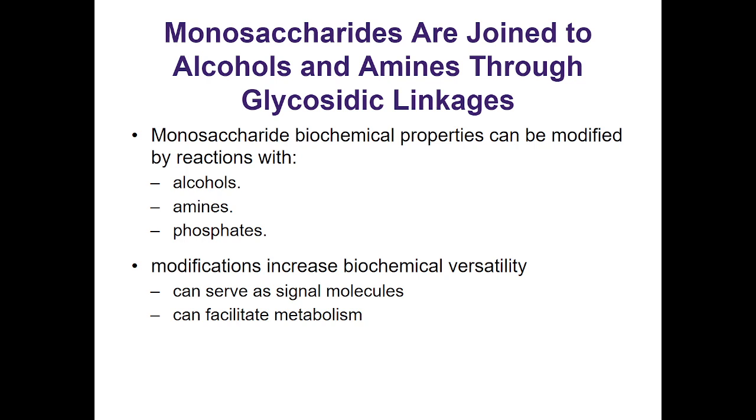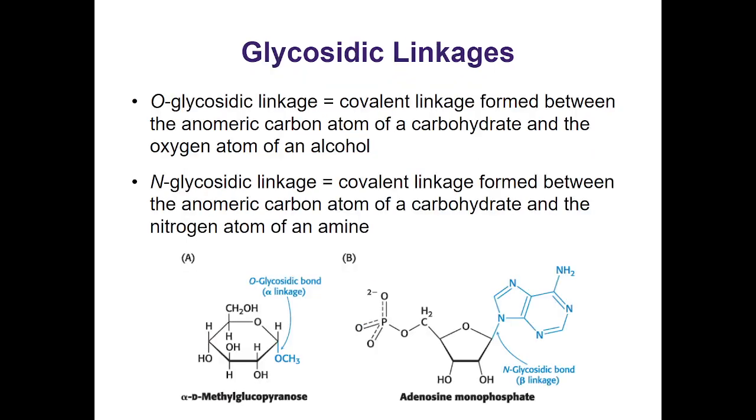These can facilitate metabolism. So some of your glycosidic linkages: the O-glycosidic linkage is going to be a covalent linkage between the anomeric carbon atom of a carbohydrate and the oxygen atom of an alcohol. We actually see that down here. The N-glycosidic linkage is going to be the covalent linkage formed between the anomeric carbon atom of the carbohydrate and the nitrogen atom of an amine. Notice the N versus O. O meaning oxygen, right? N meaning nitrogen. Same terminology as organic chemistry, right? So it's still consistent.